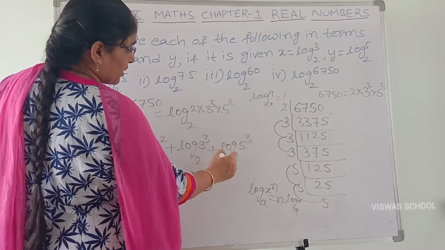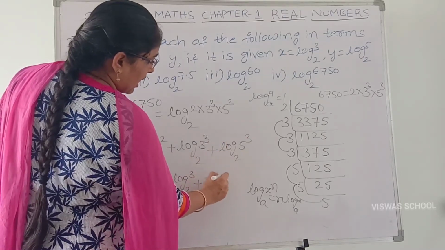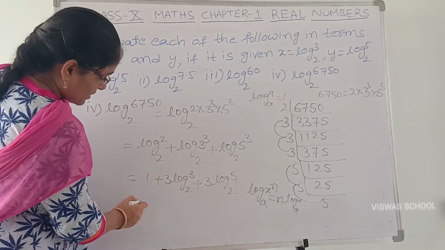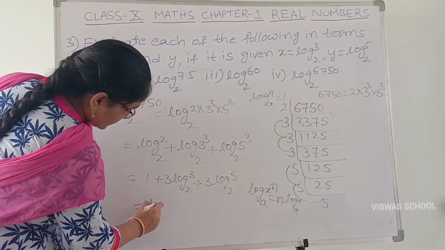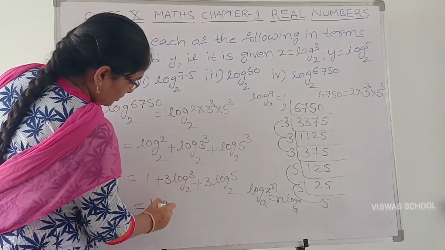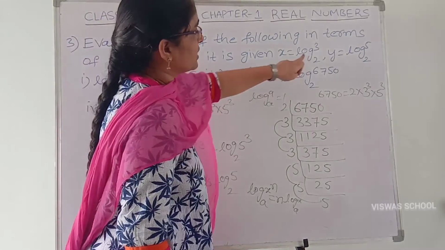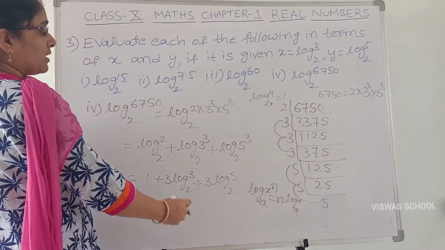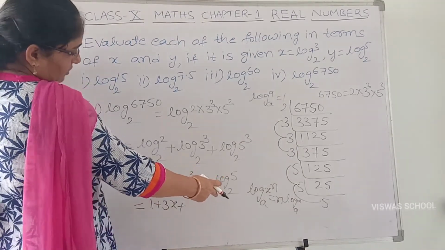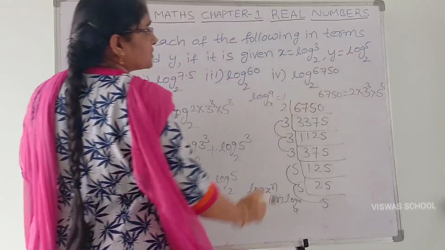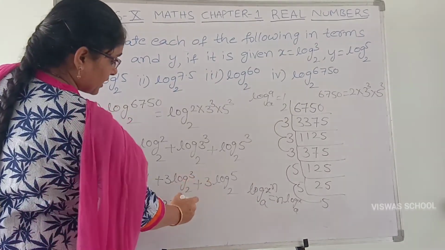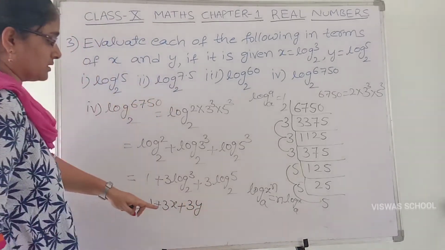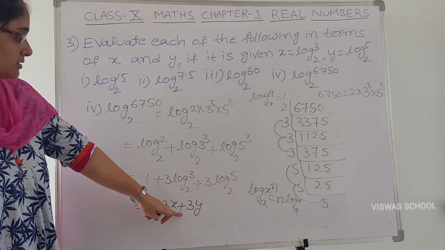And here also same form. Here 3 into log 5 base 2. It is equals to what here? 1 plus here 3 into log 3 base 2. Log 3 base 2 value is what here? X. 1 plus 3x plus here. And next one is 3 into log 5 base 2. That is log 5 base 2 value is what here? Y. That is here 3x plus 3y. That is 1 plus 3x plus 3y.